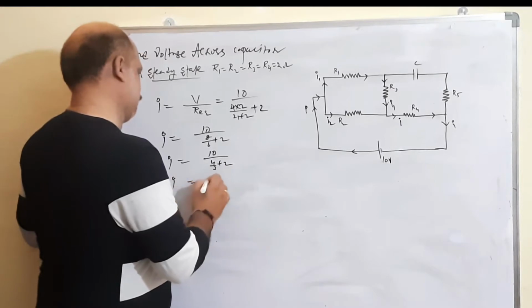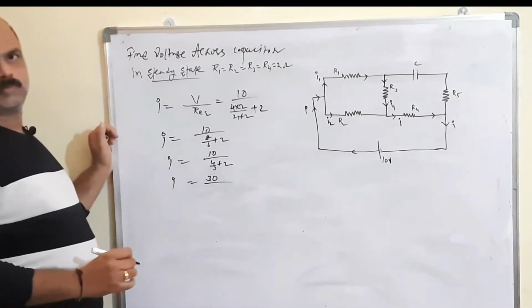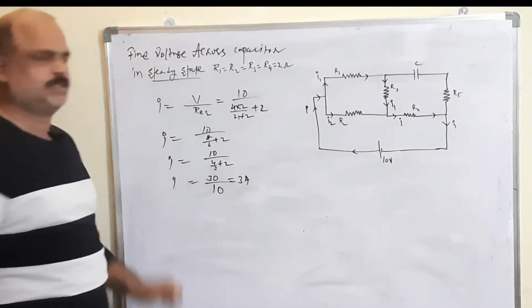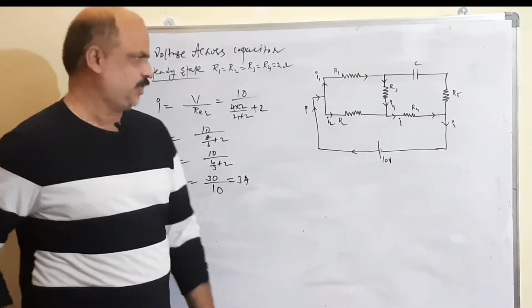So I is equal to 10 by (4 by 3 plus 2). Okay, I is equal to 30 by 10. That is equal to how much? 3 amperes. This is the total current in the circuit.